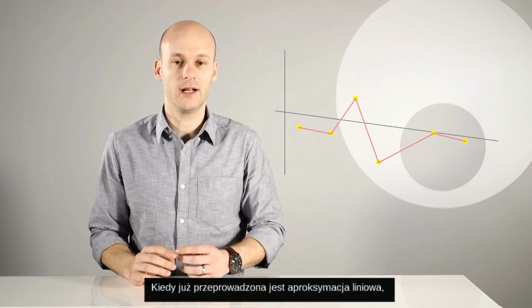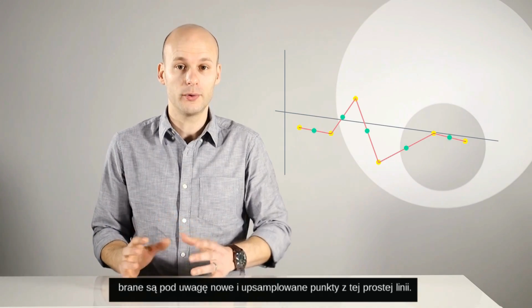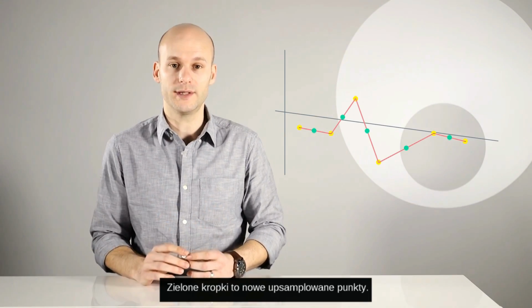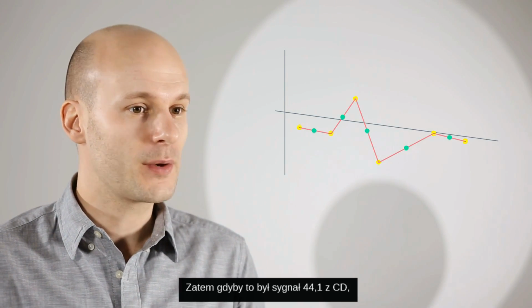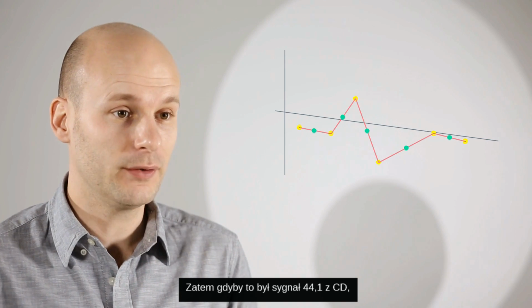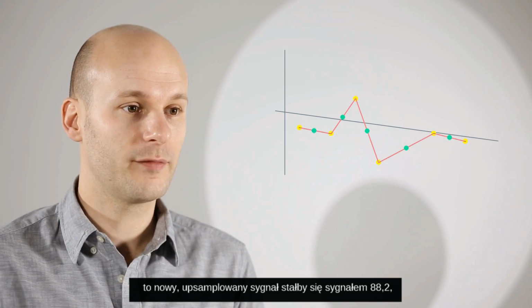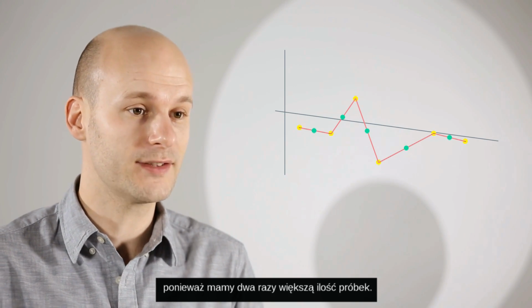When they have their straight line approximation, manufacturers then take their new or upsampled points from that straight line. The green dots represent the new upsampled points. In this example, we've doubled the number of samples. So if this was originally a CD signal, 44.1, this new upsampled signal will have become an 88.2 signal because there are twice as many samples.